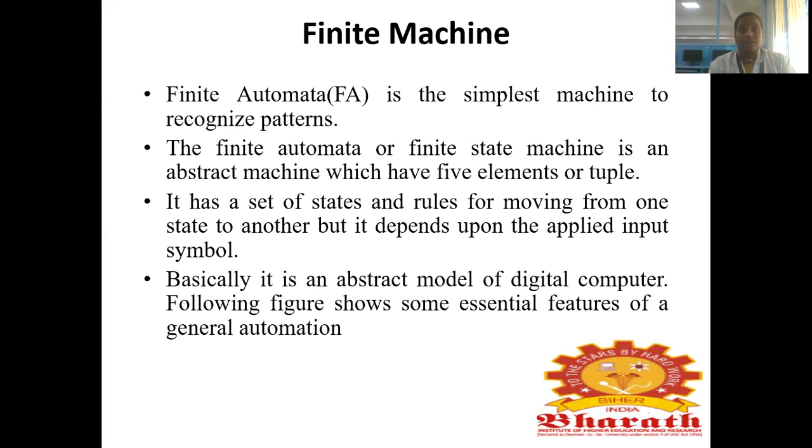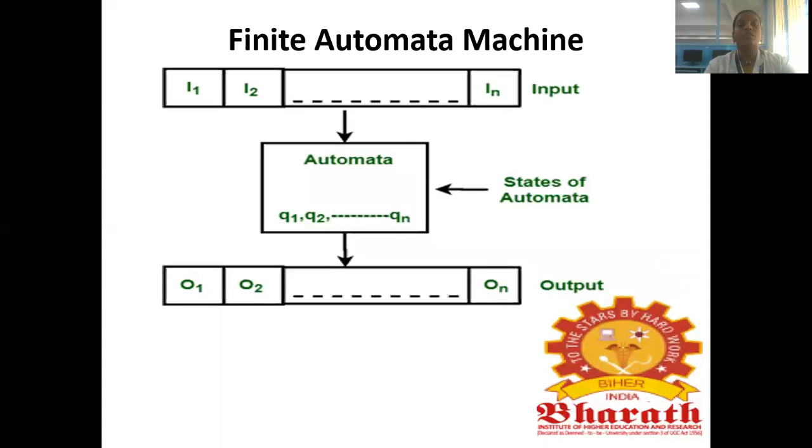This finite state machine has a set of states and rules for moving from one state to another state. That is called transitions. It depends upon the applied input symbol. So the variation of the transition depends upon the input symbol you apply. Basically, this finite machine is an abstract model of a digital computer. The following figure can be used for general automata. This is an example of a finite automata machine, showing how the transitions and the machine work in the diagram.